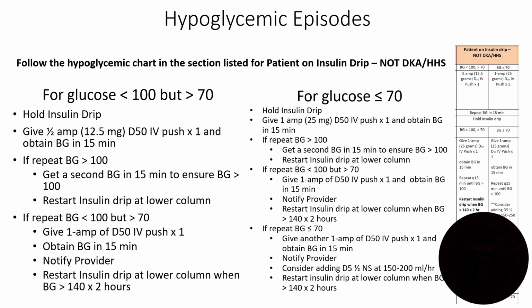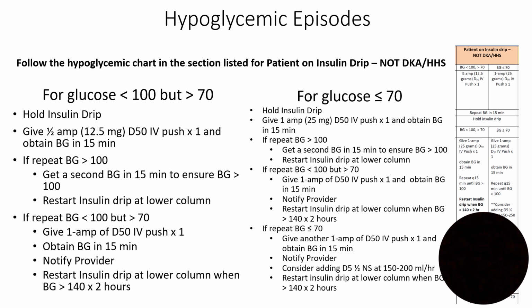Hypoglycemic episodes. Follow the hypoglycemic chart in the section listed for patients on insulin drips, not DKA or HHS. For glucose less than 100 but greater than 70, hold insulin drip, give half amp, 12.5 milligrams, D50 IV push times 1 and obtain blood glucose in 15 minutes. If repeated blood glucose is greater than 100, get a second blood glucose in 15 minutes to ensure blood glucose greater than 100 and restart your insulin drip at a lower column.